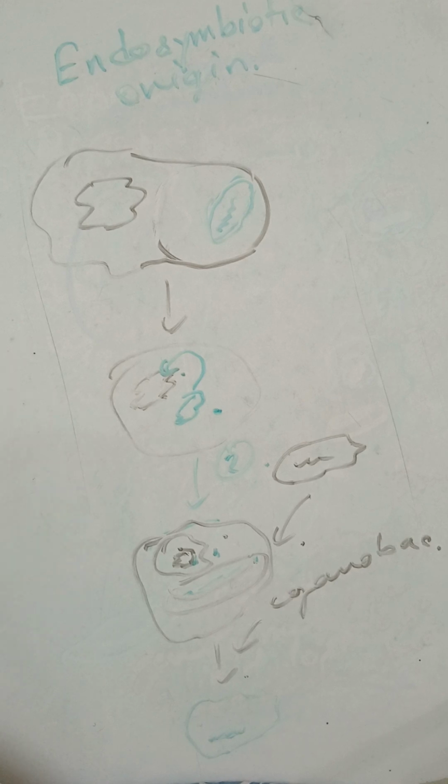So in this way, eukaryotic organisms will be originated, whether through the symbiotic or the endosymbiotic relationship.